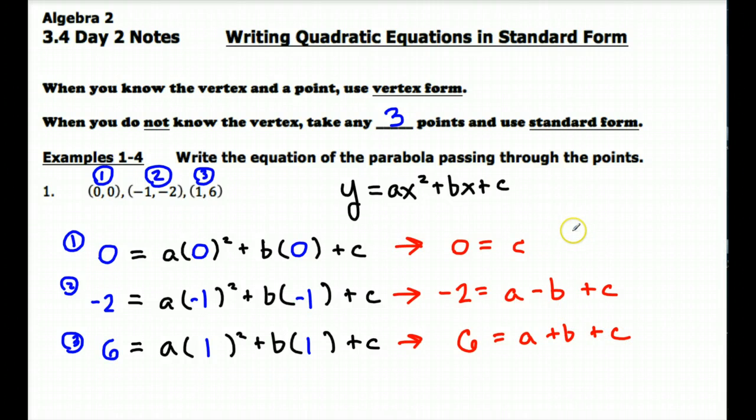So we have now a system of 3 equations with 3 variables, and we can use what we know about solving systems of equations in order to find a, b, and c. Now this system right here, because of the way it's simplified, it wouldn't be too difficult to do by hand. You already know c is 0, so you could plug in a 0 for c right here, then use some elimination to solve for a.